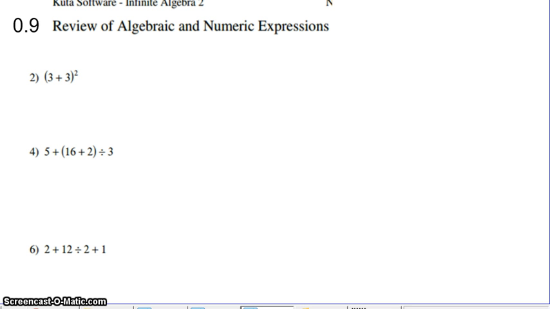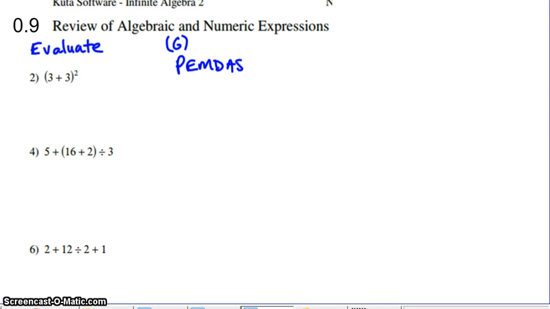Alright, here's number 2. The first section tells you we have to evaluate each expression. Alright, so we're going to have to evaluate, which means we're going to simplify and solve this. And the first couple have to do with order of operations. PEMDAS or GEMDAS, whatever you want to use. If you want to use a G for grouping symbols rather than a P for parentheses, it's up to you. So the first one, we have to do parentheses first.